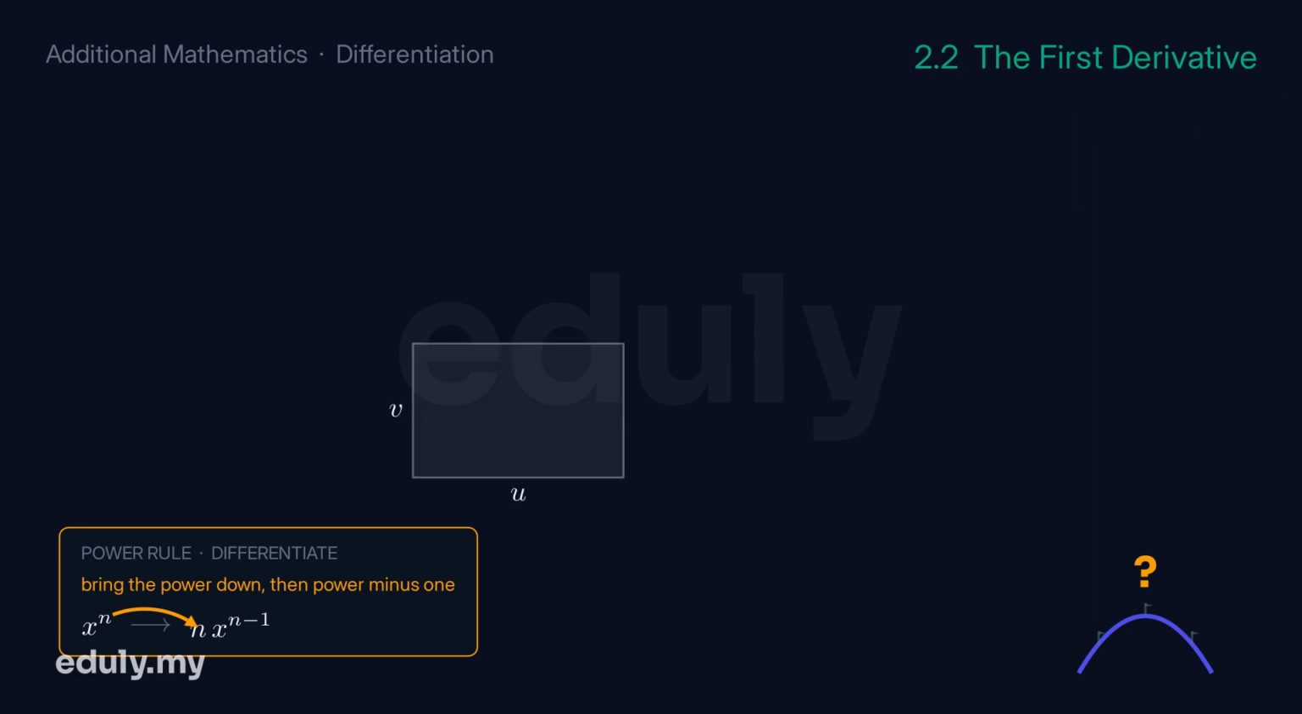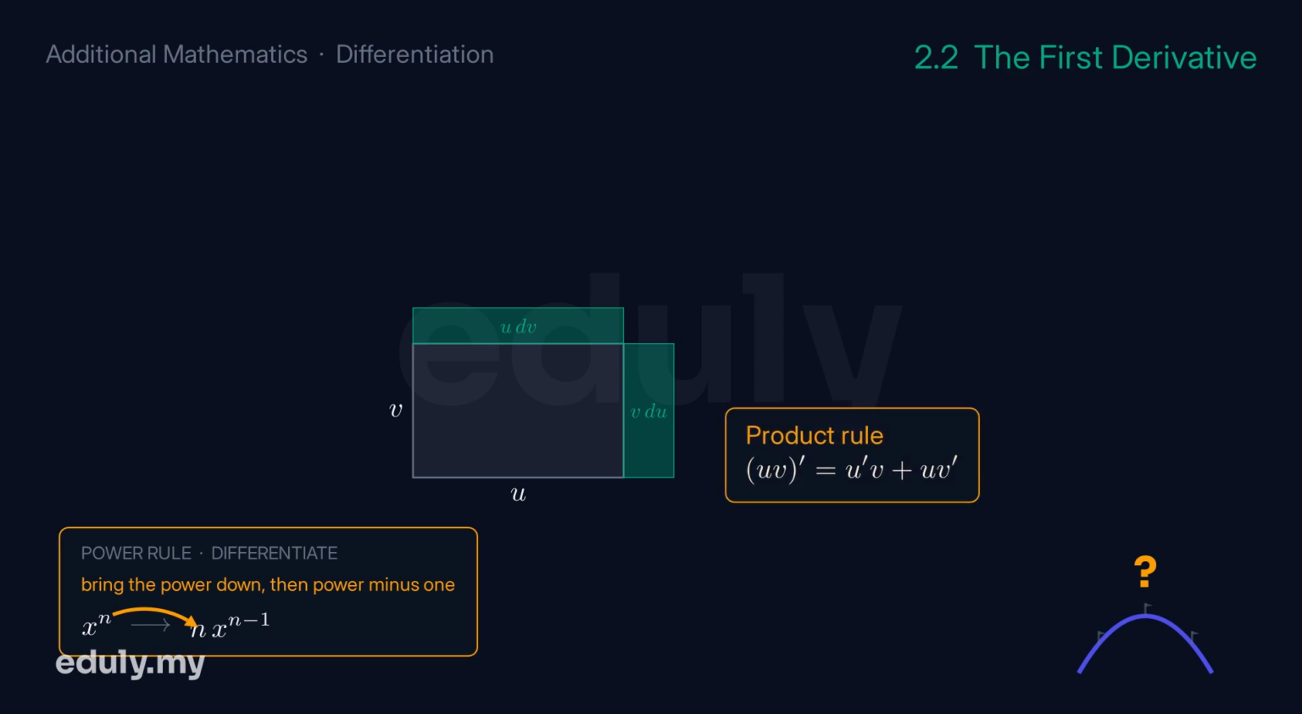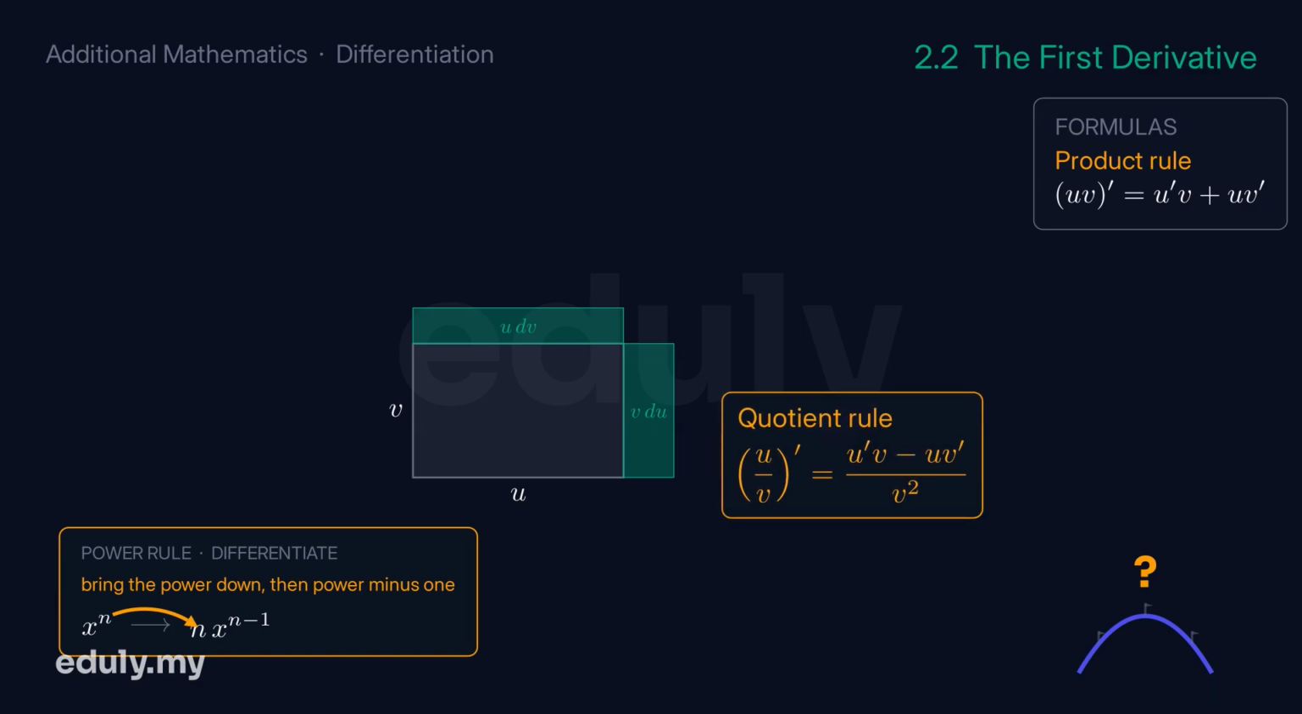Picture area as u times v, a rectangle. Now let both sides grow a tiny bit. The extra area you've gained is two thin strips, one because u grew, one because v grew, plus a corner so tiny it disappears. Those two strips are exactly u prime v and u v prime. That's the product rule. Division works as the twin of this. For u over v, the rule is u prime v minus u v prime, all over v squared.